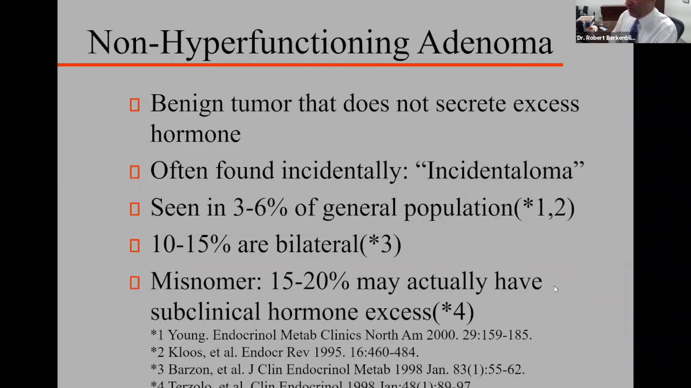What about non-hyperfunctioning adenomas? These are benign tumors that don't secrete excess hormone, often found incidentally and therefore given the clever name incidentaloma. They're seen in about 5% of the general population. 10 to 15% may be bilateral, and the term non-hyperfunctioning adenoma is really a misnomer, as about 15 to 20% may actually have subclinical hormone excess.